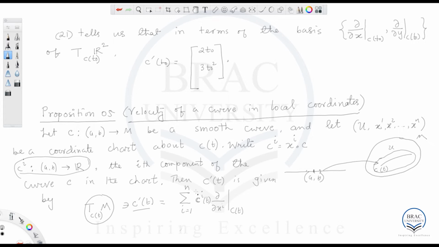So when I mentioned this notational confusion a while ago, I mentioned that I'm going to reserve this c dot for the calculus derivative. So this is the calculus derivative here.